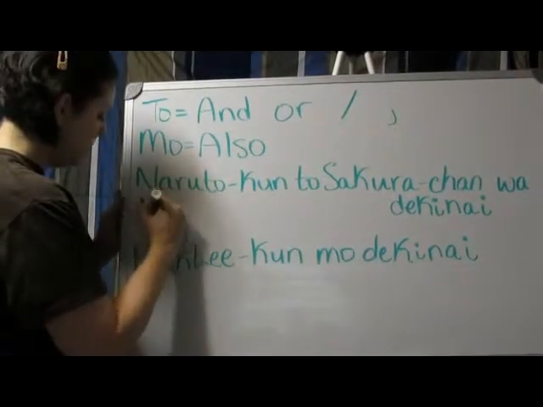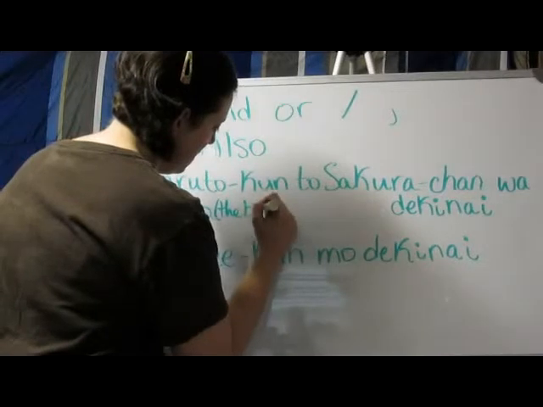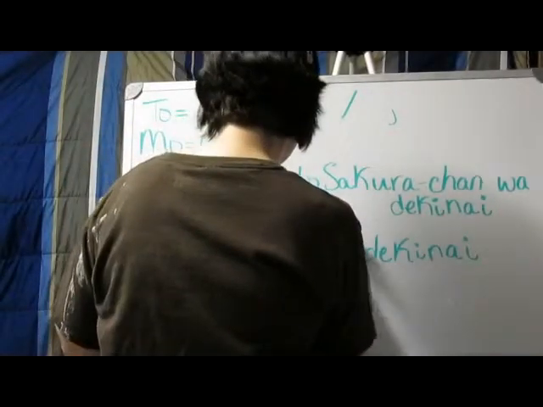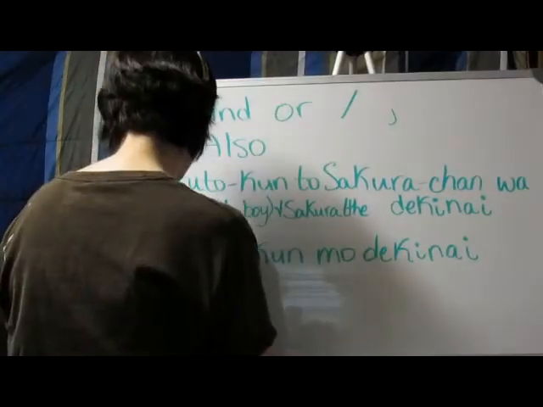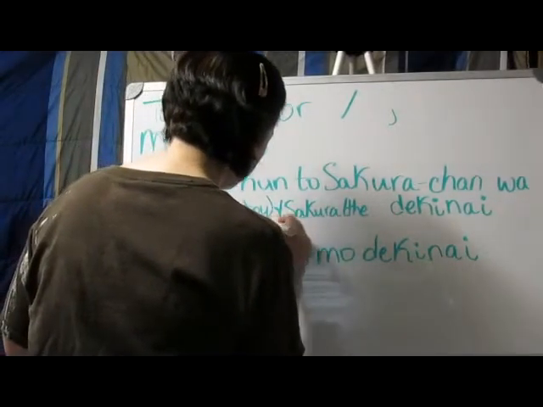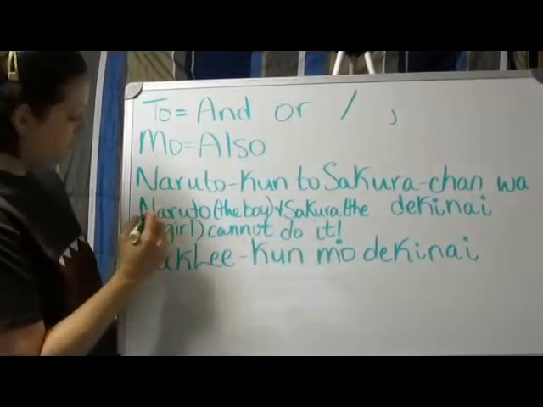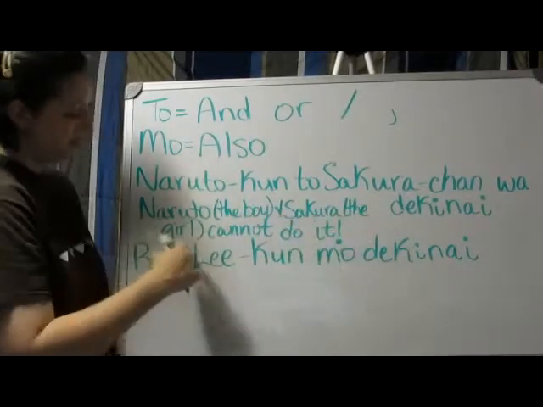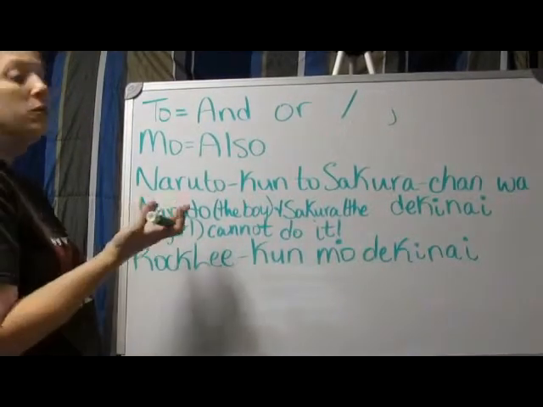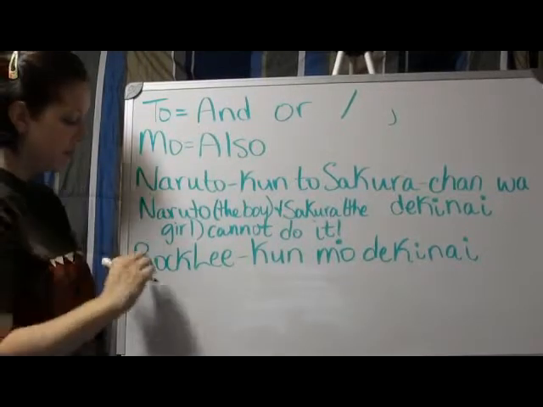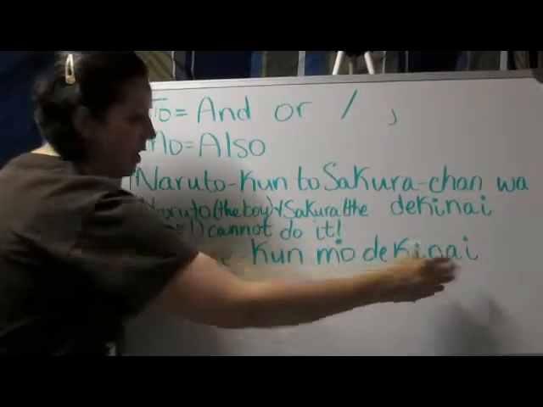But it's just basically like you're saying, Naruto, the boy, and Sakura, the girl, cannot do it. Okay? So you've got Naruto the boy and Sakura the girl cannot do it. Dekinai means cannot do. Mo simply means also. So this sentence says, Rock Lee, the boy, also cannot do it.